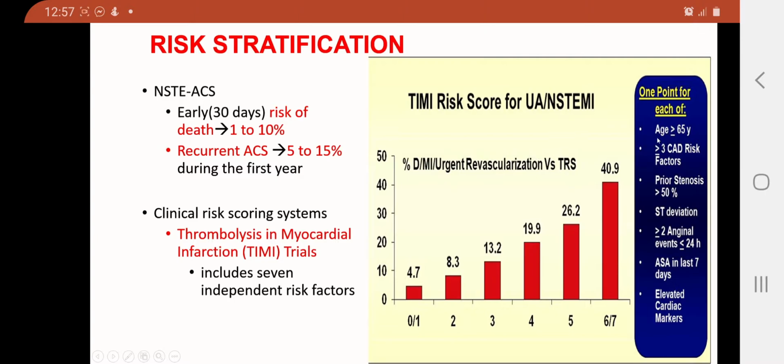So these are age of at least 65 years, at least 3 CAD risk factors, prior stenosis more than 50%, ST deviation, at least 2 anginal events in less than 24 hours, use of aspirin in the past 7 days, and elevated cardiac markers.